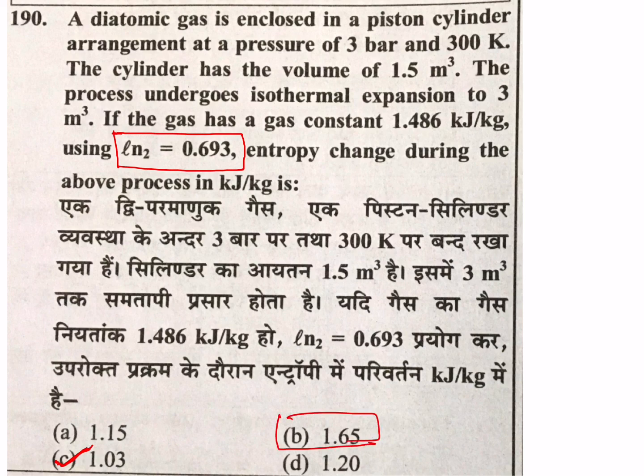1.65 is not possible because this value is already given, and again you have to multiply by the ln2 value, so it should be less than 1.486. So option B you can directly omit. C is your correct answer.